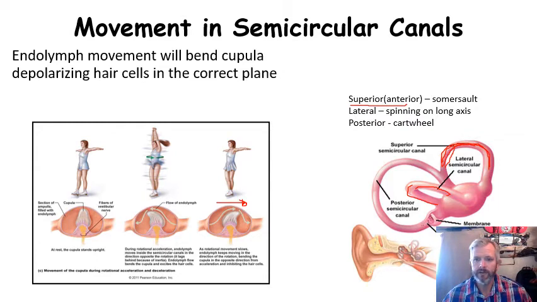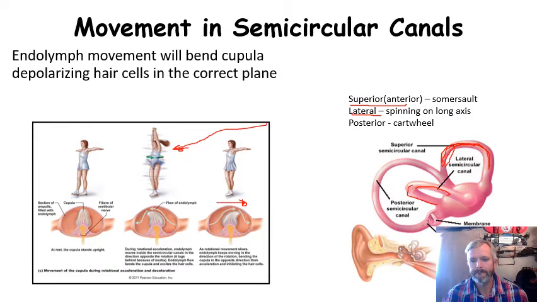Okay, the lateral. The lateral is for my pirouette here, spinning on my long axis, because it's arranged this way. It's arranged in this direction. And so when I go to spin, that's going to cause movement in mainly the lateral semicircular canal. And then finally, the posterior is set up basically this way. It's going like here from left to right in a loop. And so if I want to do a cartwheel, that would cause movement mainly in the posterior semicircular canal.